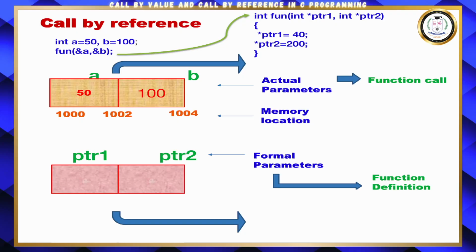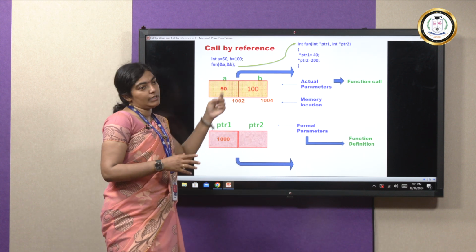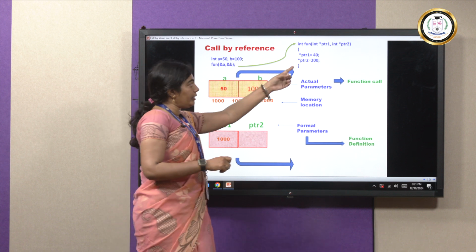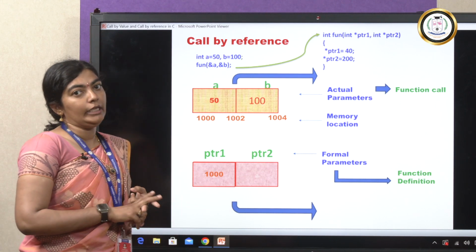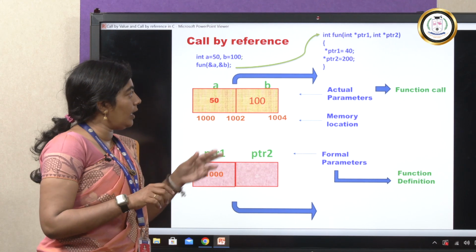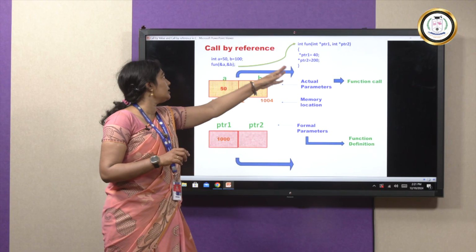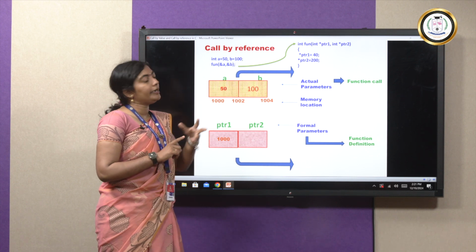With the same concept, I pass a is equal to 50, b is equal to 100. Then I call my function using ampersand a and ampersand b, which refer to the addresses of the a and b variables. Since I am using addresses, we are using the pointer concept inside it. So ampersand a refers to the address, and the pointer refers to the value, right? Inside the function, I am using two int pointer variables to hold the values, pointer 1 and pointer 2. Pointer 1 is equal to 40, and I'm changing pointer 2 to 200, so my a value will be changed through pointer 1, and my b value through pointer 2.